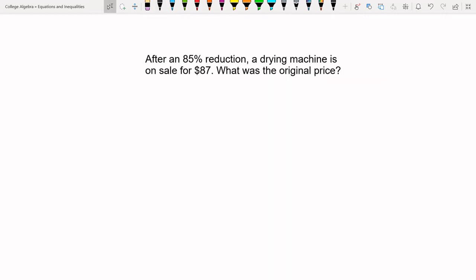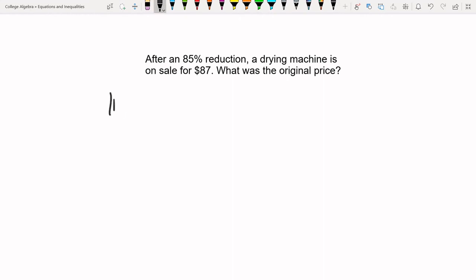After an 85% reduction, a drying machine is on sale for $87. So after the reduction, the new price is $87. What was the original price? Well, we can use the same ideas that we used in that previous problem about the consumer buying the computer. We're going to find an expression that gives us the original price in terms of the new reduction.